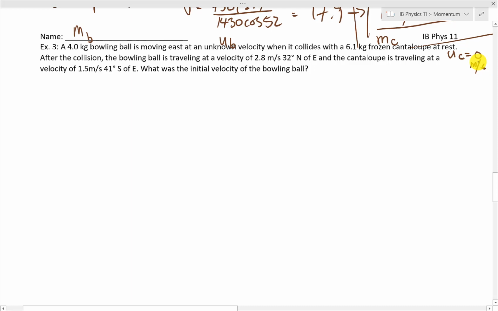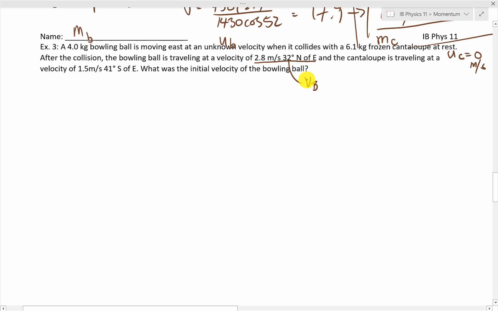After the collision, the bowling ball is traveling at a velocity of 2.8 meters per second, 32 degrees north of east. Okay, so this problem, we start off with some directions here. This, I'm going to label V for final velocity. After the collision, VB for the bowling ball.